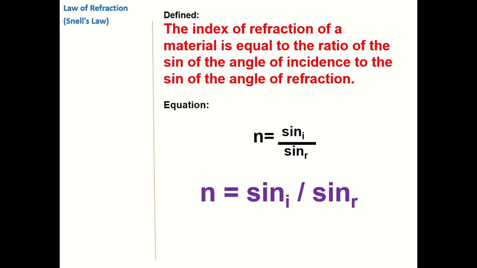To get the n, or the index of refraction of a material, you just take the sine of its angle of incidence divided by the sine of the angle of refraction. And that is the equation for Snell's law. n equals sine of i over sine of r.